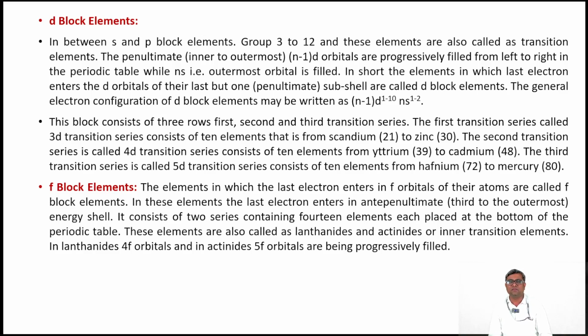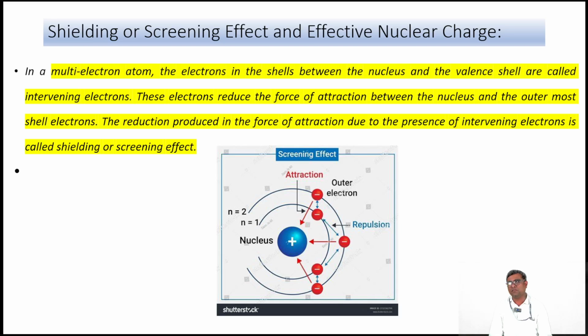Anti-penultimate shell means the third from the outermost shell, that is, counting inward from the outermost shell, the third shell. It consists of 2 series: one is the 4f orbital series and another is the 5f orbital series. So, this is the general classification of the periodic table and its elements in the 4 blocks.